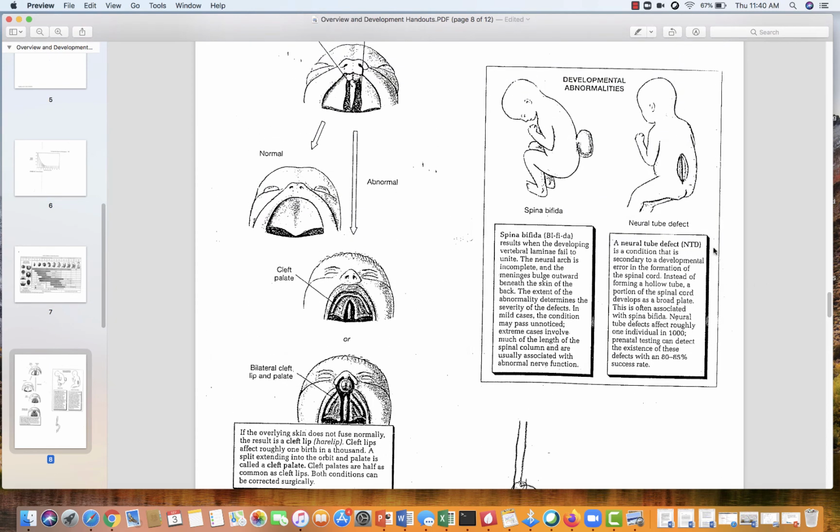And then the neural tube defect is a condition that is secondary to a developmental error in the formation of the spinal cord. Okay, so normally you have a hollow tube that forms, and instead of that occurring, a portion of the spinal cord develops as a broad plate. Okay, and this is often associated with spina bifida.